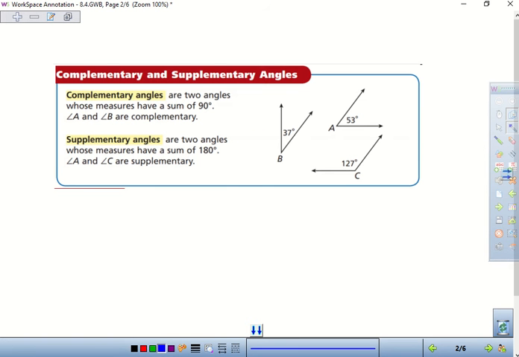So, let's talk about what complementary and supplementary angles are. Complementary angles are two angles whose measures have a sum of 90. Sum means addition, right? Supplementary angles are two angles whose measures have a sum of 180 degrees. So for example, C and A would be supplementary because they add up to 180 degrees. And B and A would be complementary because they add up to 90 degrees. So is everybody good with that idea?